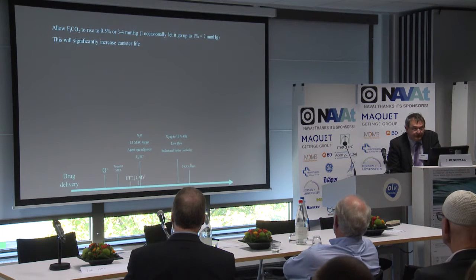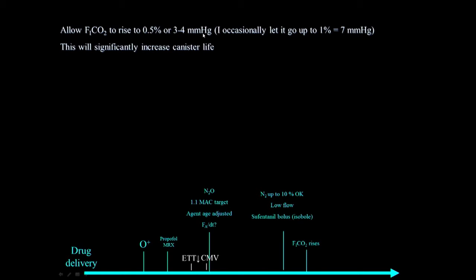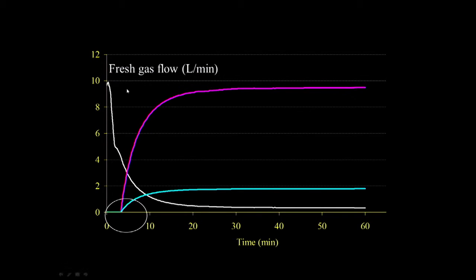So, during the maintenance phase, it's also important to realize that it is okay to let the inspired CO2 rise a little, 2.5 to, which is 3 to 4 millimeters of mercury. I occasionally let it go up a bit further, and this will significantly increase the canister life. You have to realize that the effect of inspired CO2 on the end-expired CO2 is mostly additive. Again, this has been extensively covered in past lectures of NAVAT. So the effect is additive, so it's okay to let the end-tidal rise by 3 to 4 millimeters of mercury, or 0.5%.